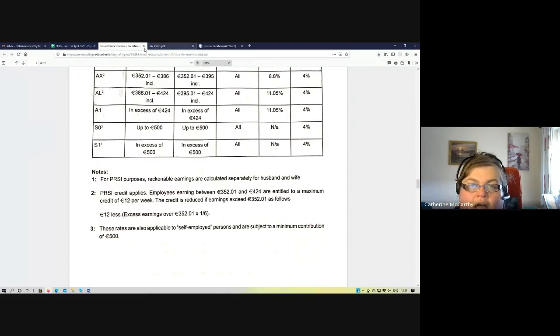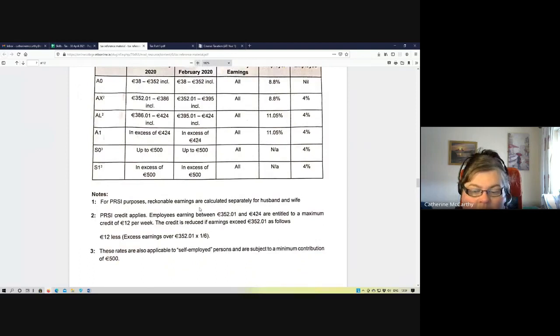So I'll just show it on my notes here a minute. So again, you'll have this in front of you for the exam, and you'll be able to see, okay, did this person earn between 352.01 and 424? Well, okay, they're entitled to the PRSI credit then.